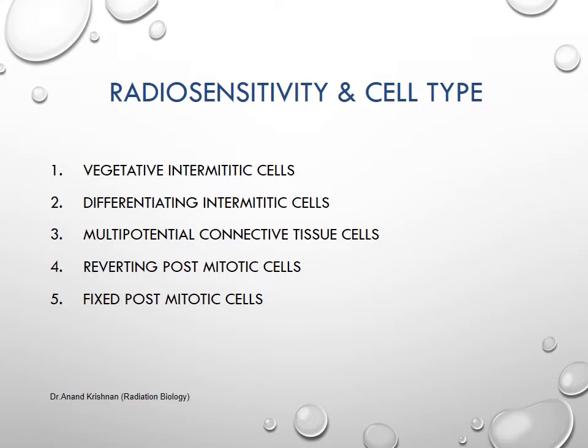So what is the effect of this radiation on cells? Our bodies are made up of different types of cells, and some are more sensitive to radiation, and some are less sensitive to radiation. So here the terminologies that we have to understand are the vegetative intermitotic cells, the differentiating intermitotic cells, the multipotential connective tissue cells, reverting post-mitotic cells, and fixed post-mitotic cells.